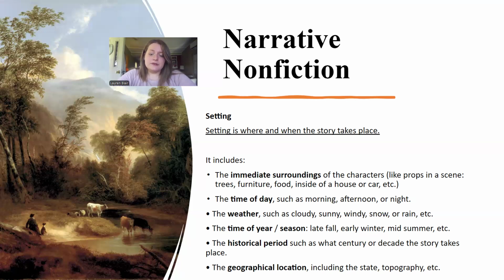You also want to consider the geographical location, the state, the topography. Are you in the mountains of southeastern Kentucky, where I grew up? Are you in the Andes? Are you in the Midwest? Are you in the Northeast? Think about those things, what the terrain is like, the foliage, the flowers. Are there even flowers? Think of all of these things when you're looking at your setting.